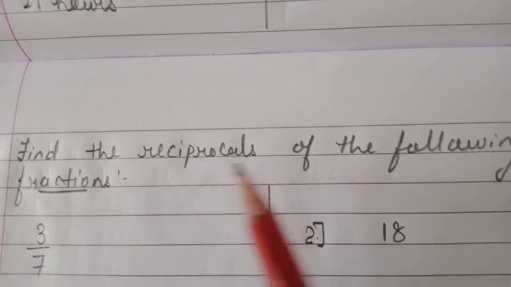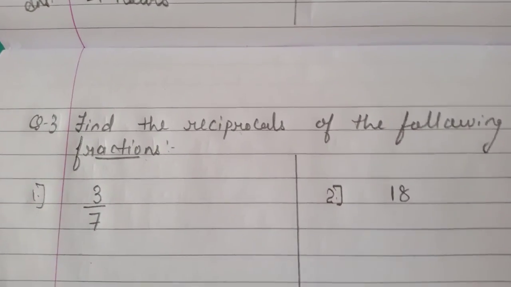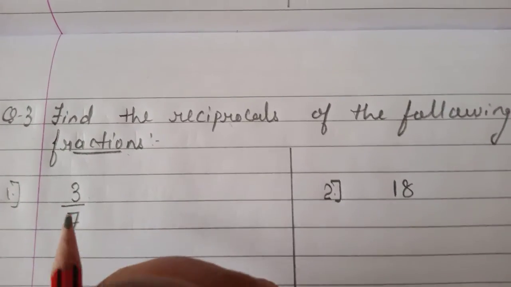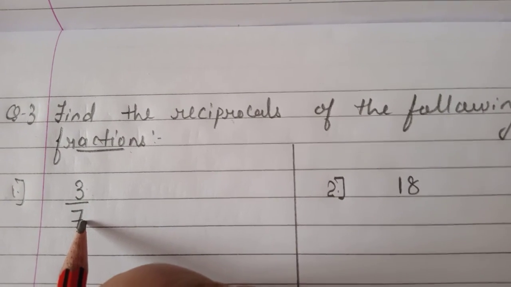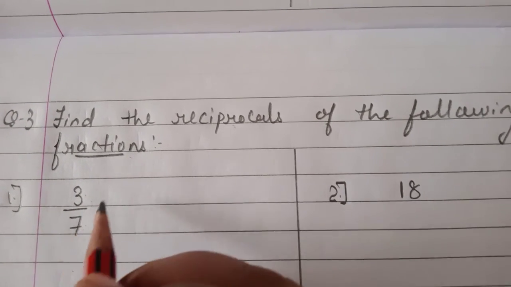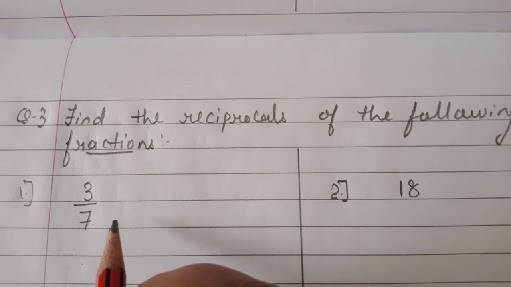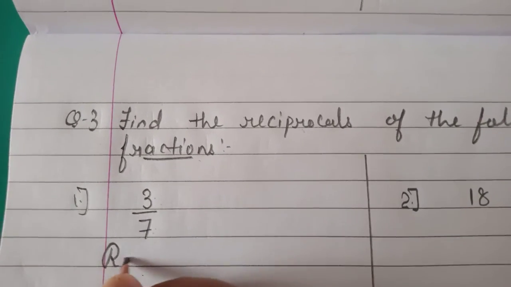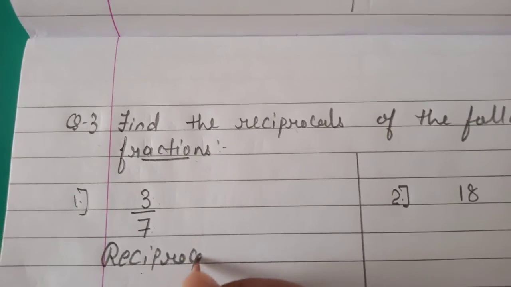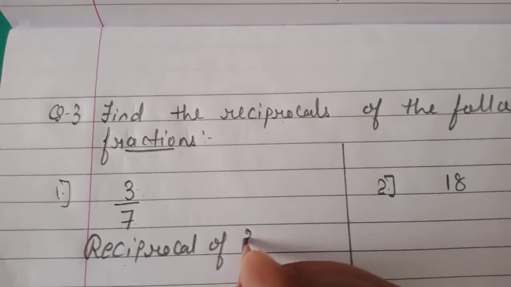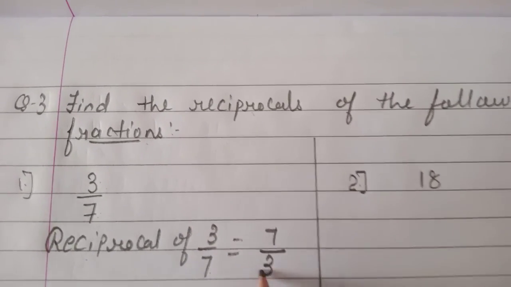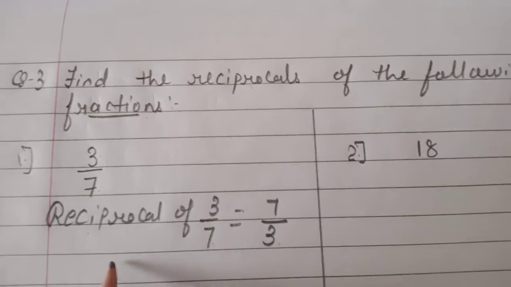Okay. Now question number 3, find the reciprocal of the following fractions. So here we have to find the reciprocals. Reciprocal means we have to write the opposite. Means 3 upon 7. Here numerator is 3 and denominator is 7. Now we have to make it opposite. We will write 7 as numerator and 3 as denominator. It means it is a reciprocal. So first, reciprocal of 3 upon 7 equal to, first we will write numerator 7, then in denominator 3, 7 upon 3.